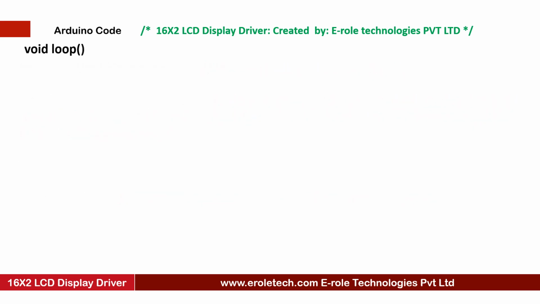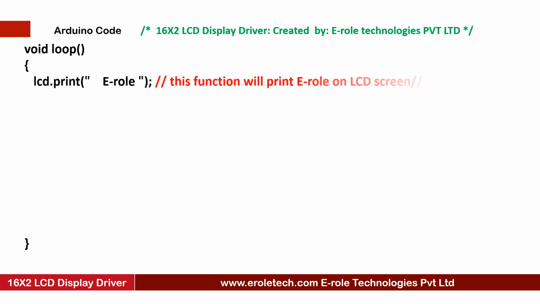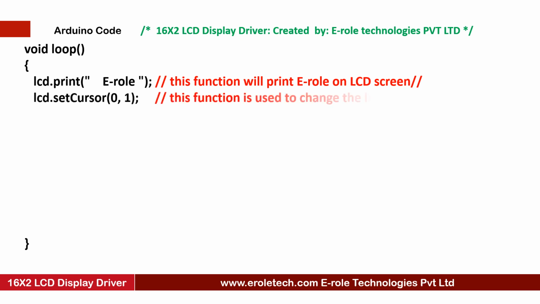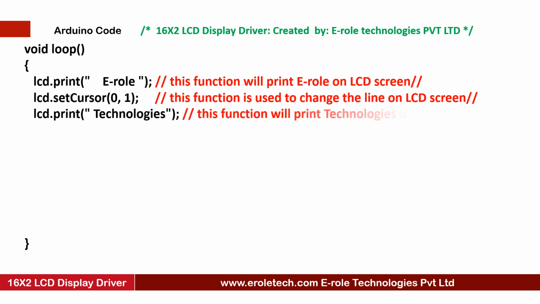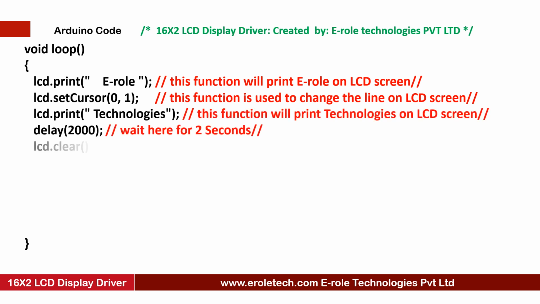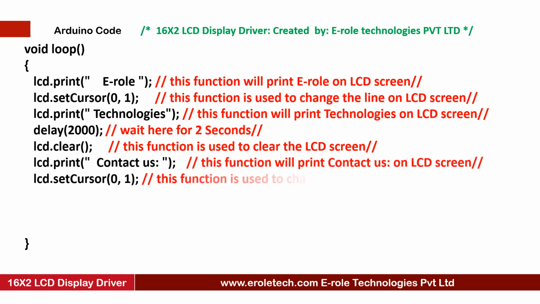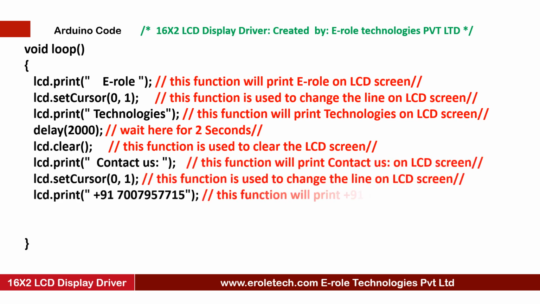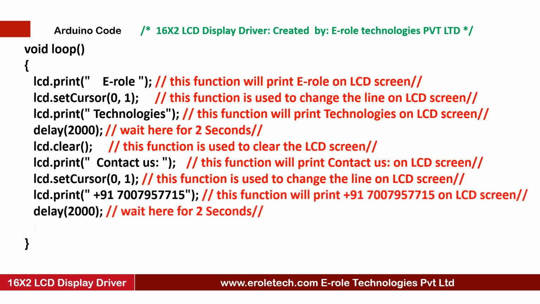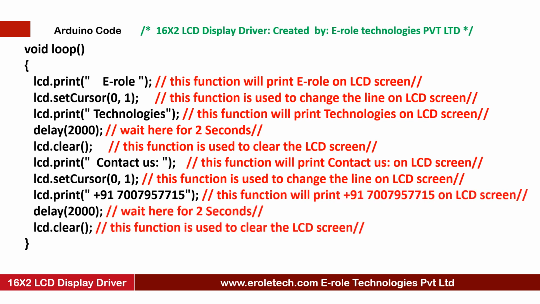Void loop. This function continues to execute the code written inside it over and over unless we reset the Arduino hardware board. lcd.print. This function will print a message written inside the brackets on the LCD screen. lcd.setCursor(0,1). This function is used to change the line on LCD screen. delay(2000). This function will generate 2 seconds of delay. lcd.clear. This function is used to clear the LCD screen. Similarly, we will print the other messages.